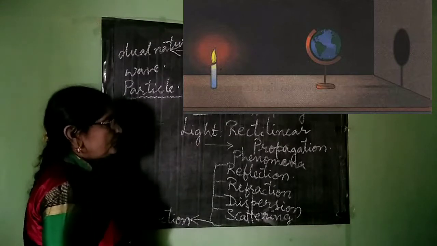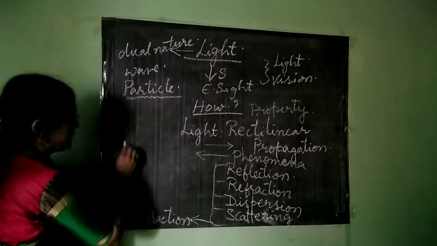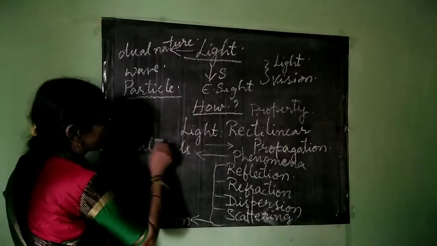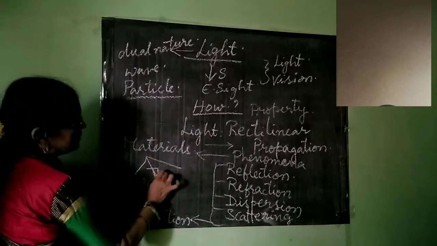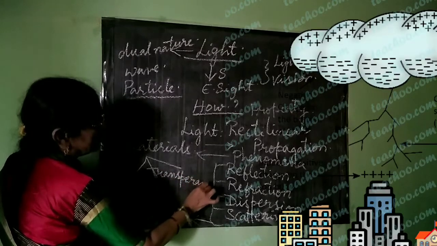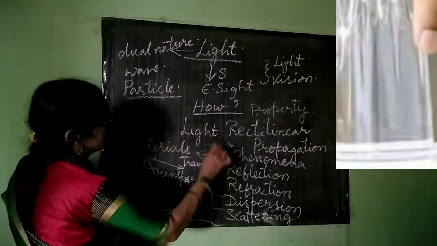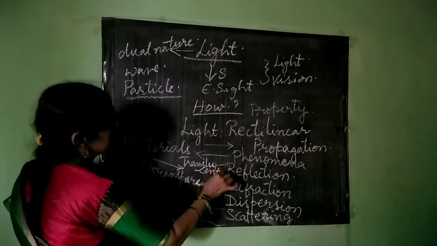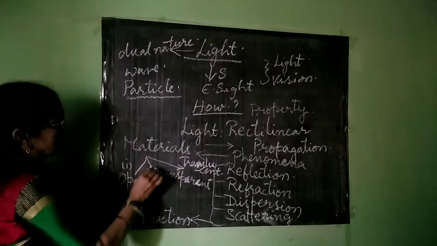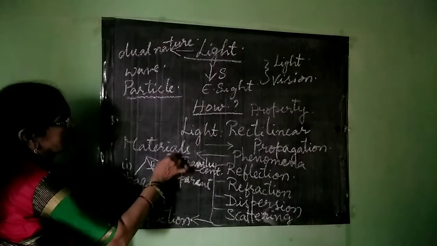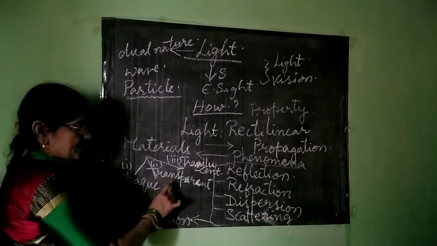Now, coming to how it is undergoing these phenomena, basing on the phenomena of light, all the materials are classified into 3. One is opaque, then transparent, and third is translucent. First one is opaque, second transparent, third is translucent. Basing on the phenomena of light, all the materials we have classified into opaque, transparent and translucent.